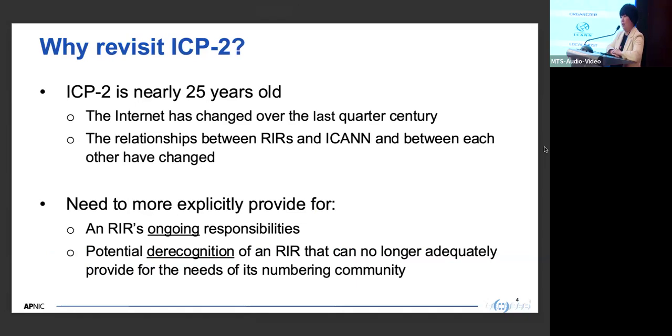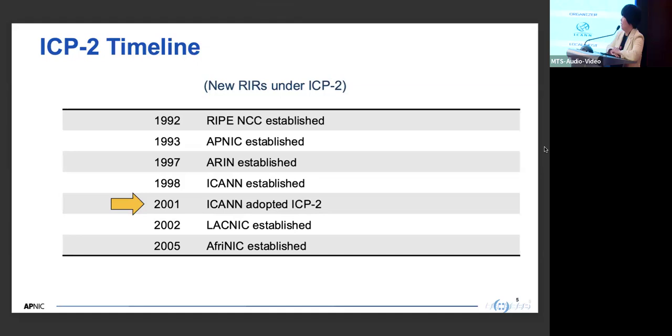So as you can see, ICP2, the document itself, is nearly 25 years old. I believe it's 24 years old, so not quite yet 25. But a lot of changes have occurred in the internet today, and we can't take the RIR ecosystem for granted anymore. And so there was a decision to look at the ICP2 document to see if there was a need for a review and to update it so that it would reflect better current realities. So as you can see, there is a need to more explicitly provide for the RIR's ongoing responsibilities and also to include a section that looks at the potential derecognition of an RIR should it not be providing the services that it is meant to. Next slide.